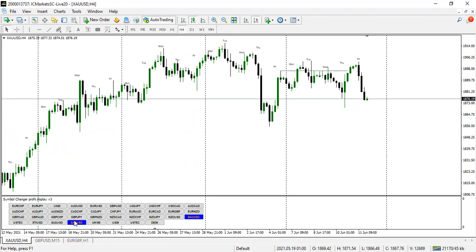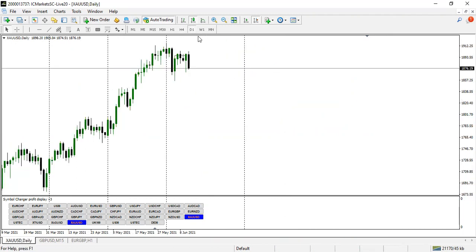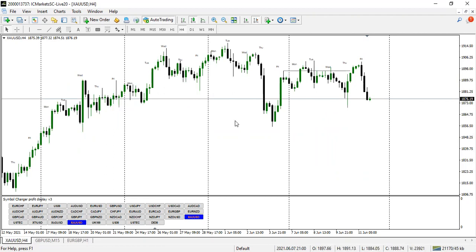Then on gold also, this was what I was really looking at. Price should take out this liquidity, then price should reverse from there, and that is really what happened. As you can see, that's really what happened.